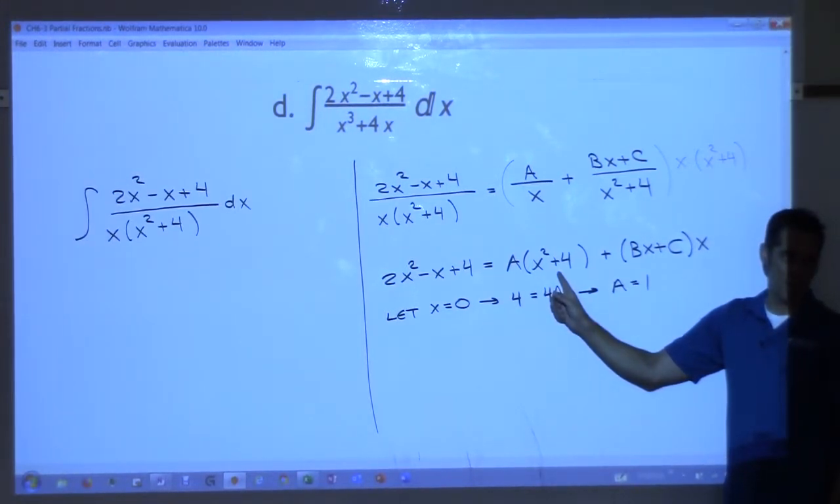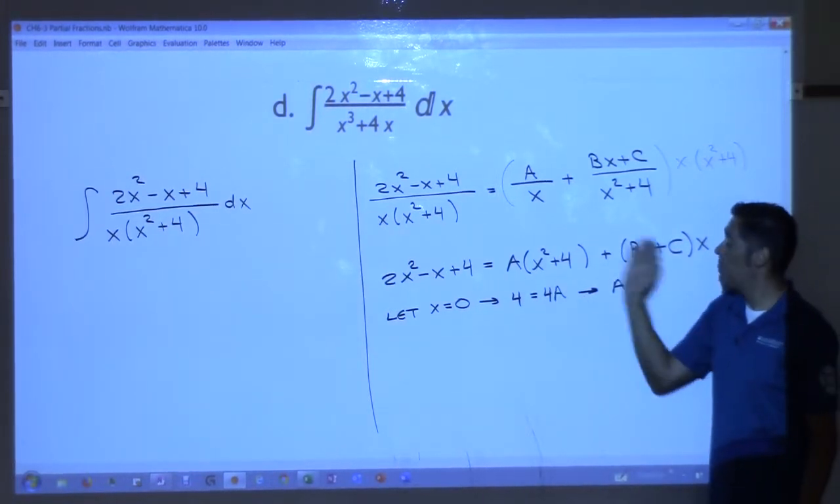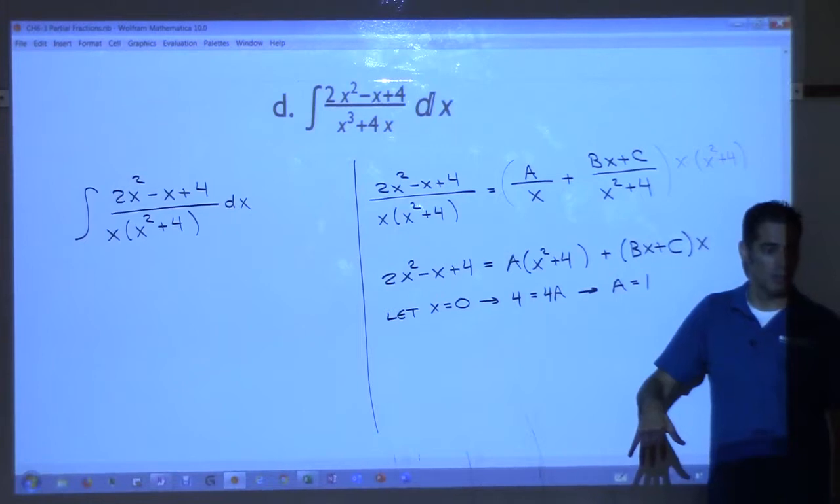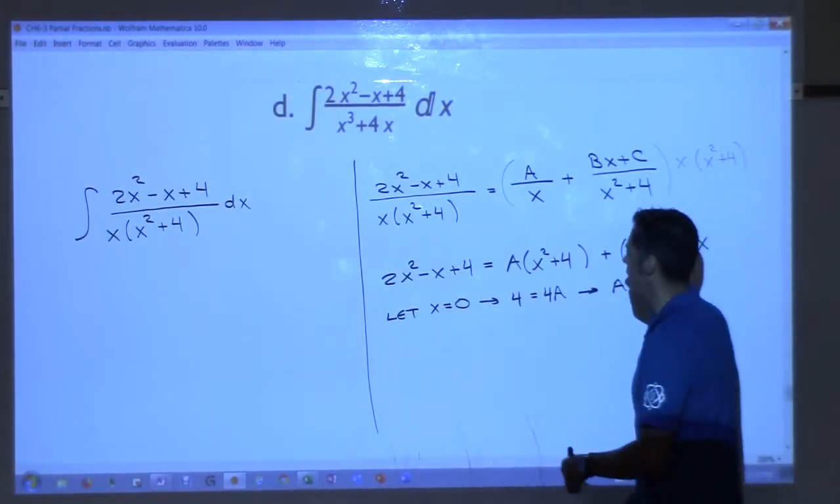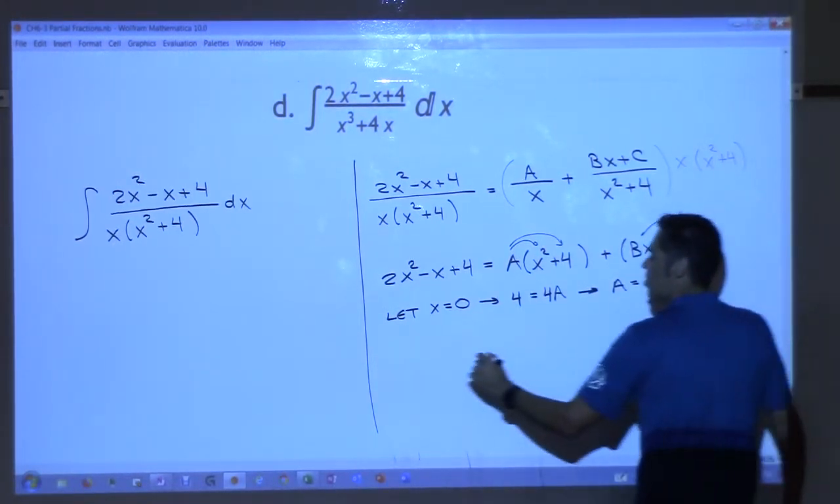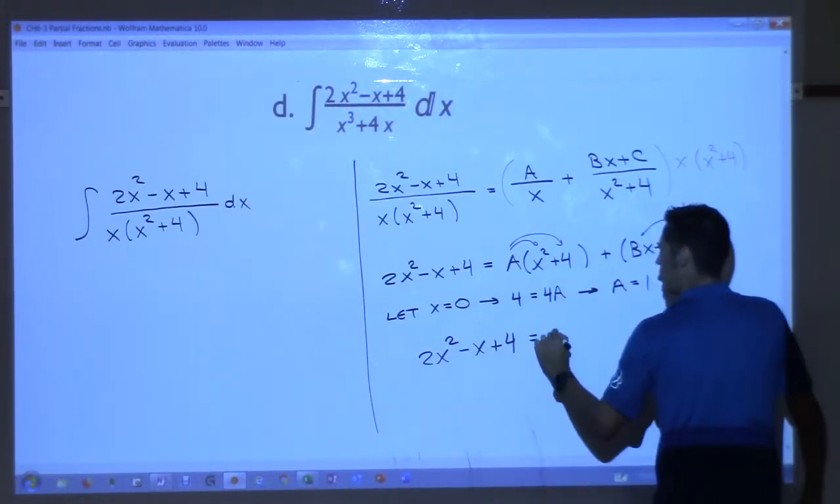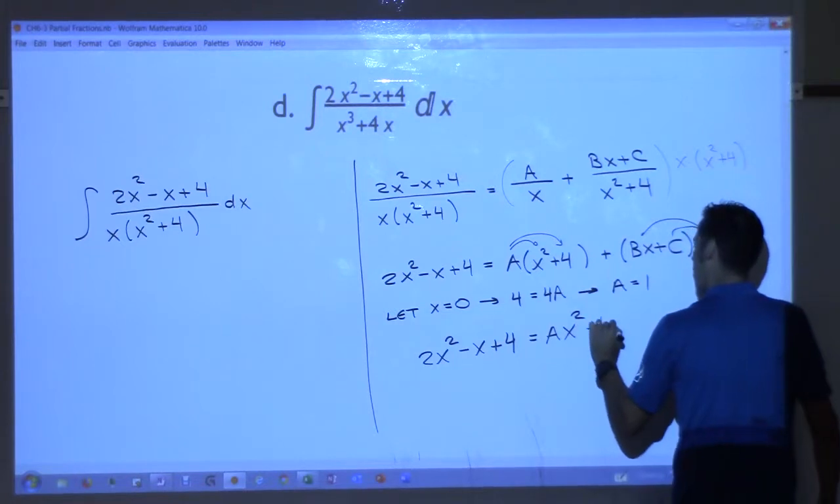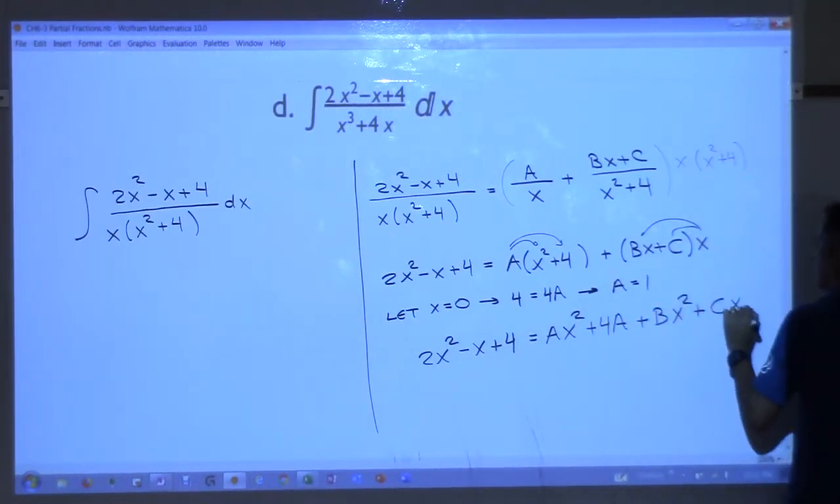Can you use a system of equations and say set a plus b equals 2, and multiply all that out? Yes, that's what we're going to do. But the short way won't work anymore because there's no way I can kill this, all right? So I'm going to go ahead and just expand out. This goes here, the x goes through here. So I've got 2x squared minus x plus 4 equals ax squared plus 4a plus bx squared plus cx.